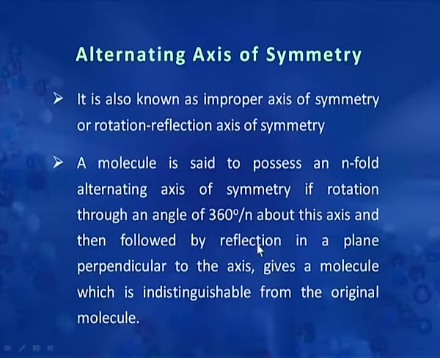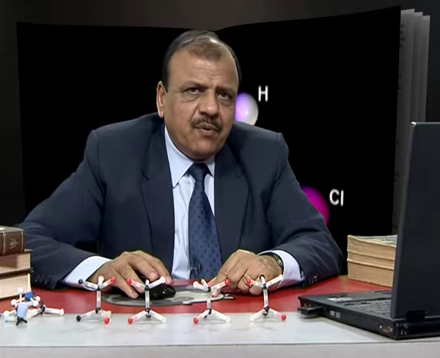As it is mentioned here, first we will find an axis, we will rotate the molecule by some angle on that axis, and then we will get a reflection in a plane perpendicular to the axis. Means we will take a mirror which is perpendicular to this axis and take the mirror image. If that mirror image is identical to the original molecule, then we say that the molecule possesses an alternating axis of symmetry. Let us understand this with the help of an example.